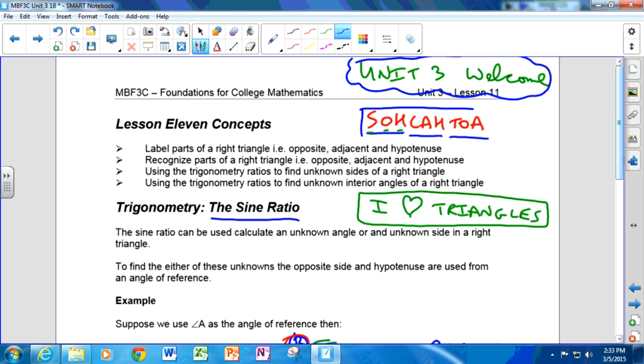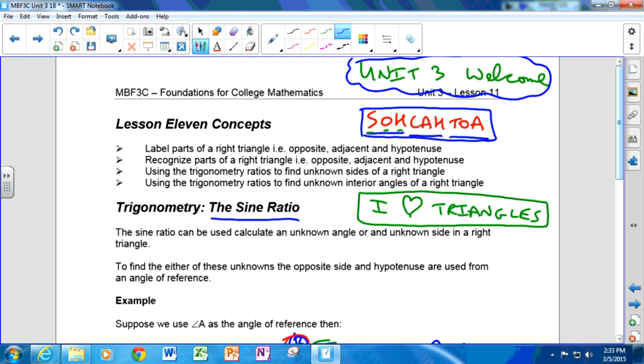SOHCAHTOA. SOHCAHTOA. If you can commit that to memory, you will have a big help when it comes to solving right angle triangles. SOHCAHTOA, because then you will always get the trig ratios correct, the sine, the cos, and the tan. Okay, so SOHCAHTOA. Now you have your calculator with you, right? And you see the sine, the cos, and the tan. And SOHCAHTOA comes from sine, cos, and tan.